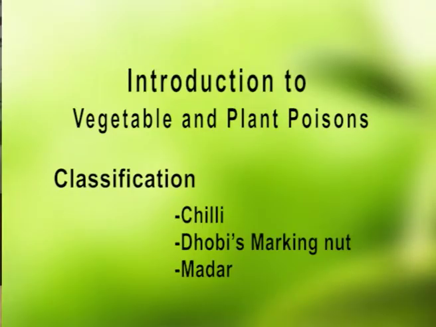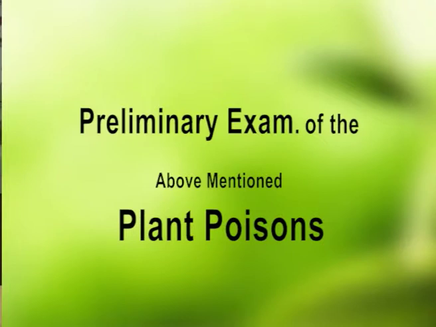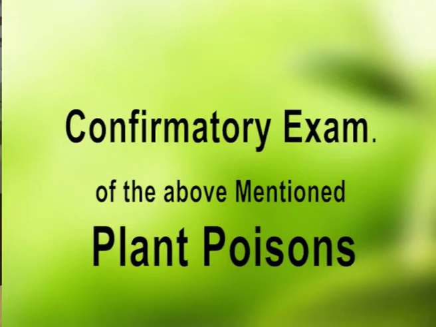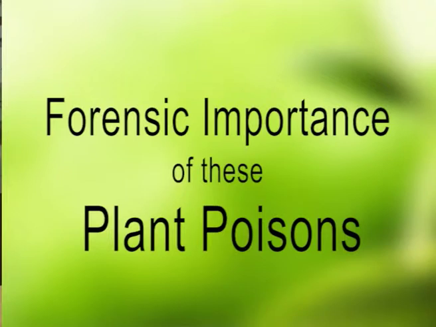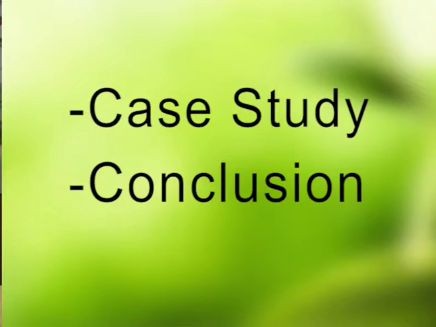So, let's start our discussion by taking a look at what we are going to learn today. In Module 1, we will see an introduction to vegetable and plant poisons and their classification, mainly chili, Dhobie's marking nut, and madar. Module 2 will be the preliminary examination of the above mentioned plant poisons. Module 3 will be the confirmatory examination of the same plant poisons. Module 4 will be the forensic importance of these plant poisons. Module 5 will be dedicated to case studies, and finally Module 6 will be our conclusion.